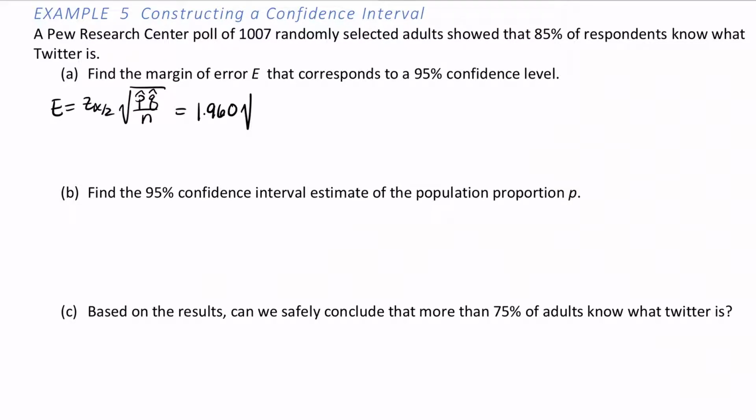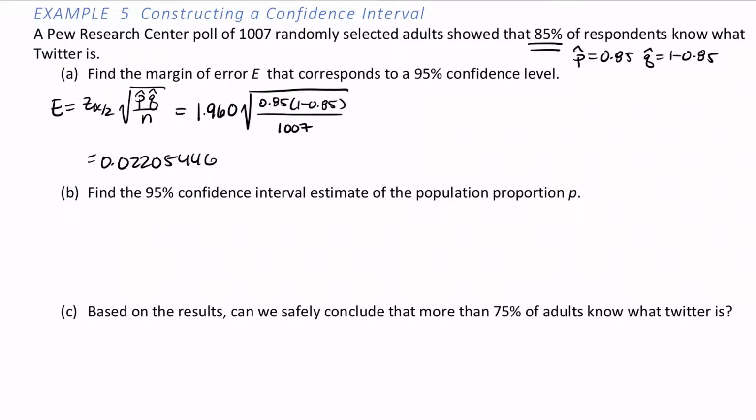Now, 85% of respondents knowing what Twitter is, that is our p-hat. So our q-hat is 1 minus 0.85. And we're dividing that all by the sample size of 1,007, and you will get 0.0221. Now that we have our margin of error, let's find the 95% confidence interval estimate of the population proportion.